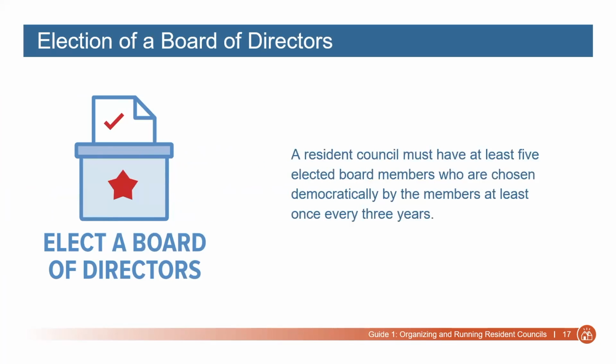Election of a board of directors. A resident council must have at least 5 elected board members who are chosen democratically by the members at least once every 3 years.